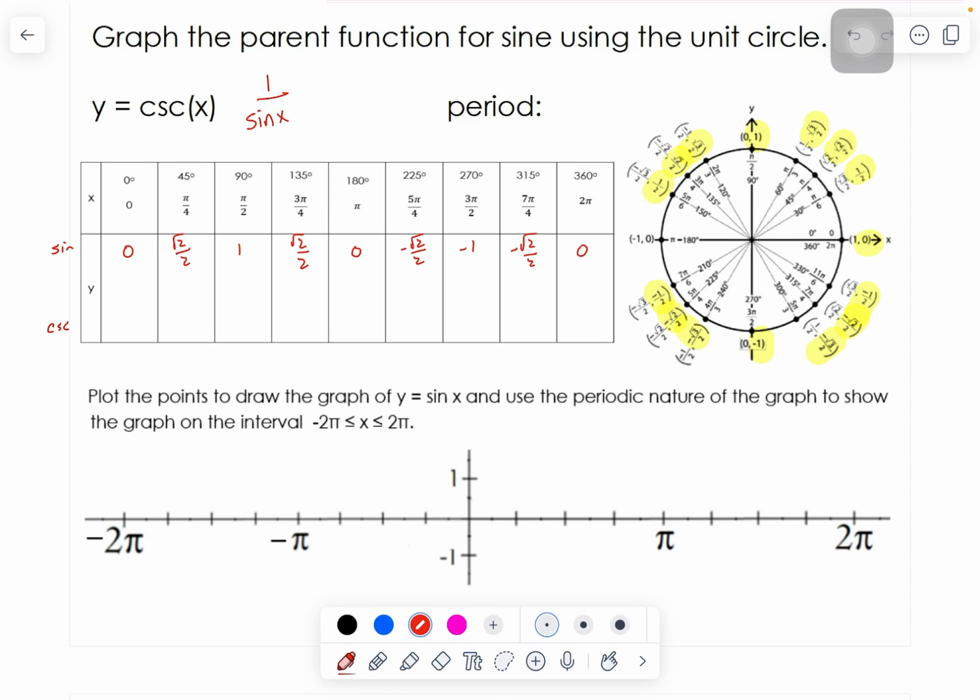So I'm going to go ahead and take reciprocals of these. So 1 over 0, I've got undefined. This is going to flip over to 2 over the square root of 2. With a little bit of simplifying, it turns into the square root of 2. 1 is going to stay 1. This will be the square root of 2. This is going to be undefined. This is going to be negative square root of 2. This is going to be negative 1, negative square root of 2, and back to undefined.